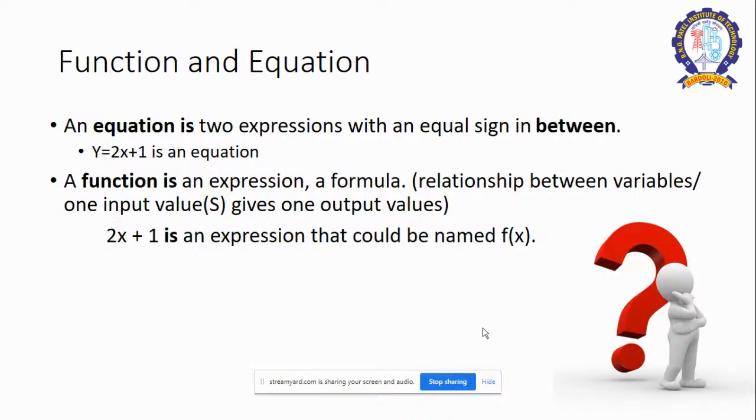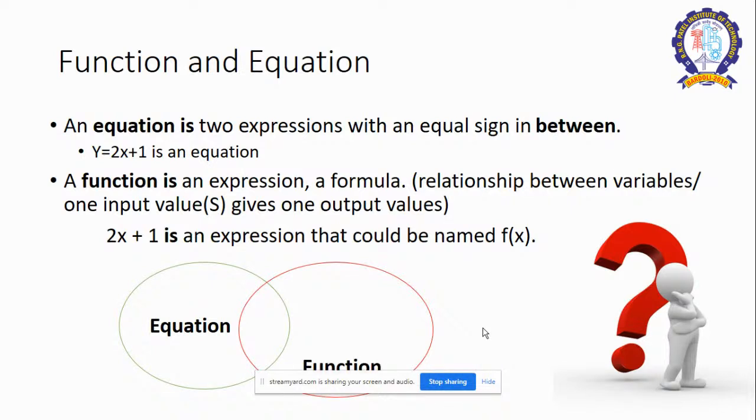So 2x + 1 is an expression that could be named as f(x). So it's an expression, and in equations we have two expressions. So we always have two different domains of equation and function. There is a certain domain in which only equations can be satisfied, a certain domain in which only functions can be specified, and there is a certain common domain between equation and function. So let's go with an example of equations. Let x² + y² = 1. This is called an equation. This is not a function.